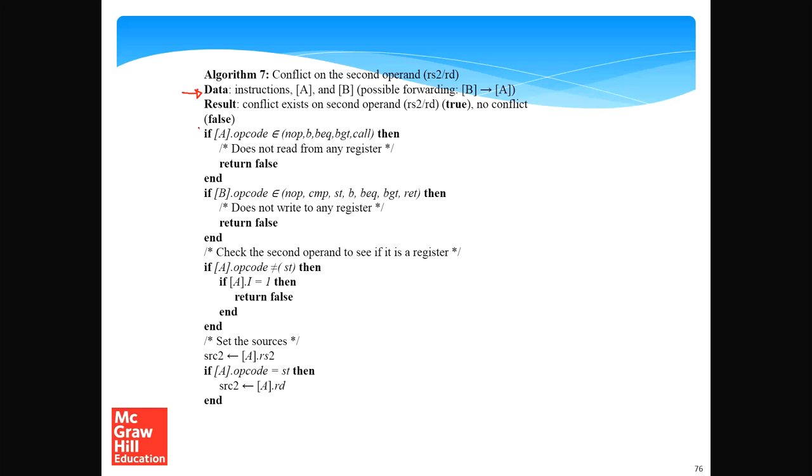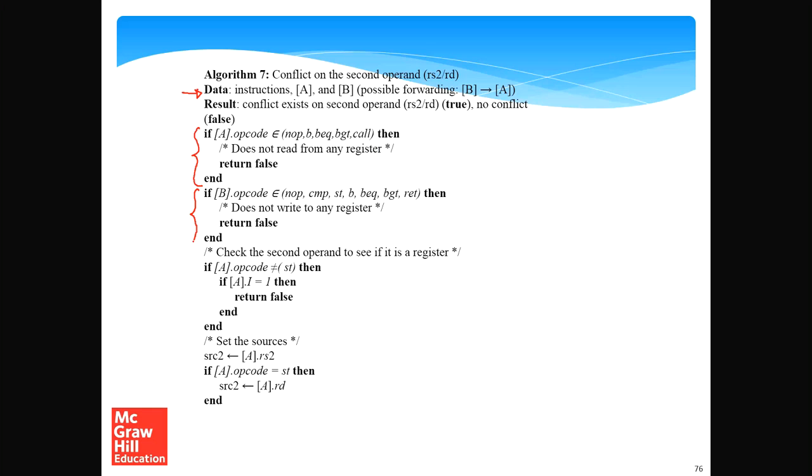So let's do one more thing. Let's first look at instruction A. So if it's a part of this set, NOOP, B, BQ, BGT, so it's a branch instruction or it's a call instruction, this means that it does not read from any register. In specific, it does not use the second source operand of the instruction. So since it does not read from any register, let's straight away return false.